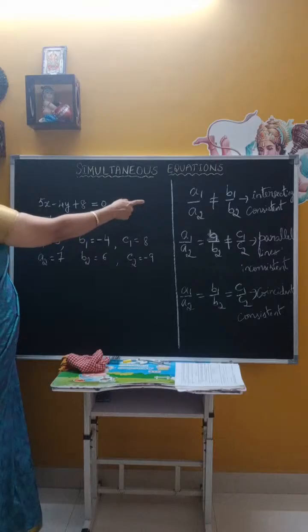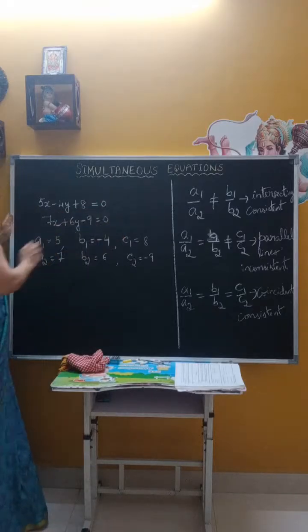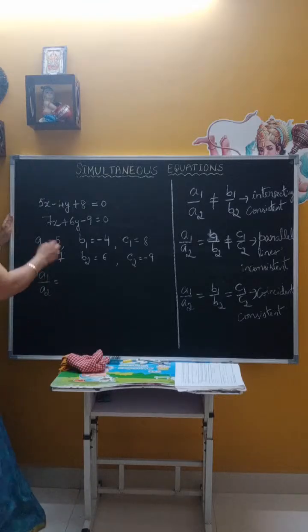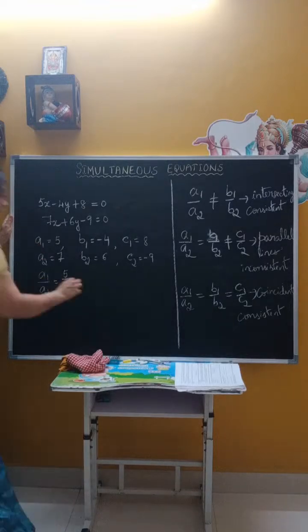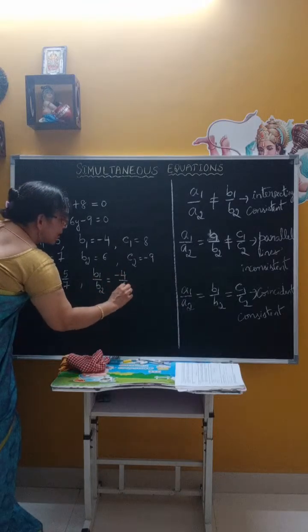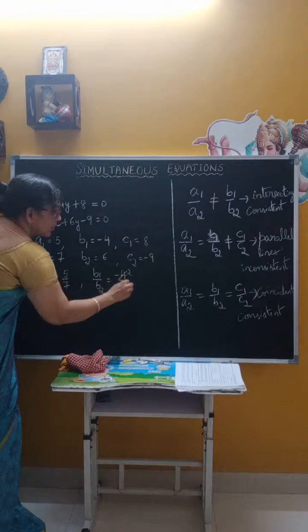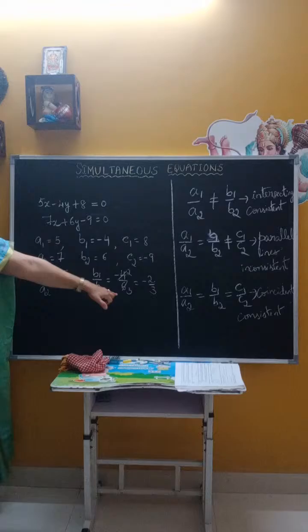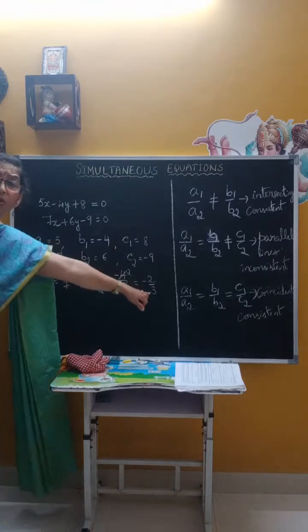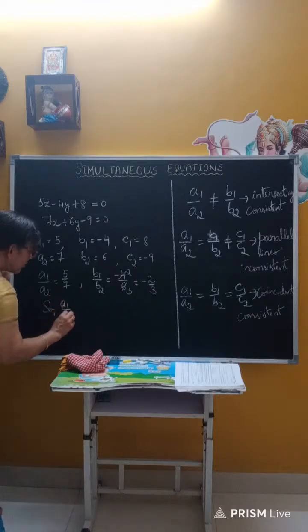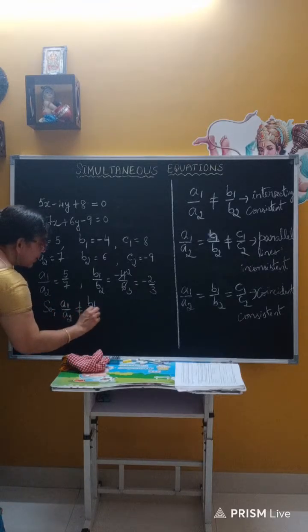So now let us check this. First let us take the first case. a1 by a2, let us find the ratio. a1 by a2 is equal to how much here? 5 by 7. And b1 by b2 is equal to minus 4 by 6. Even if you simplify, what do we get? It is minus 2 by 3. It is very clear that 5 by 7 is not equal to minus 2 by 3. So, a1 by a2 is not equal to b1 by b2.